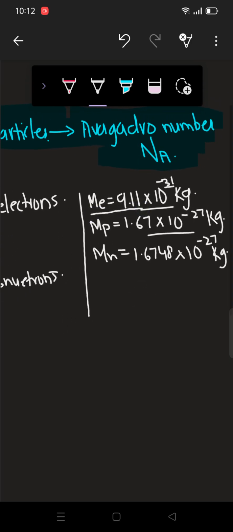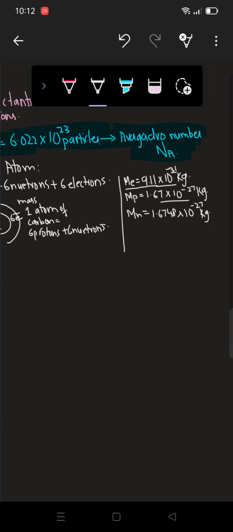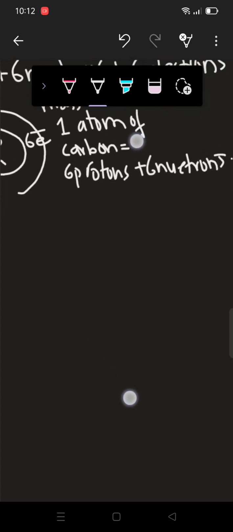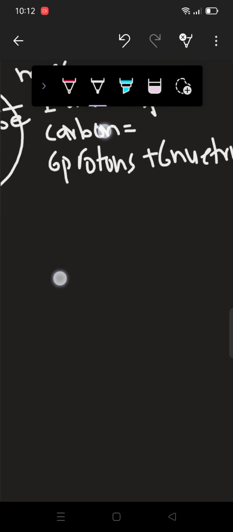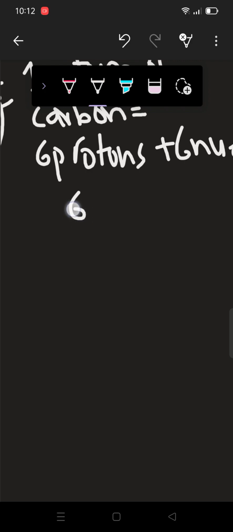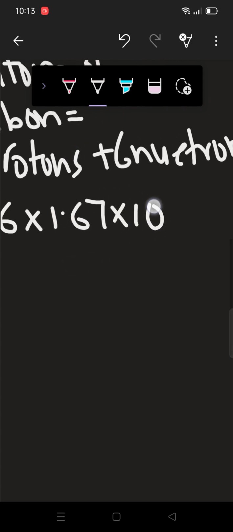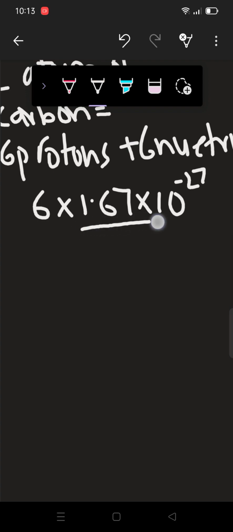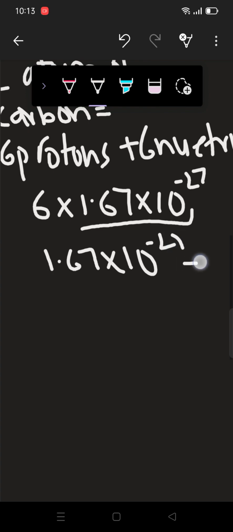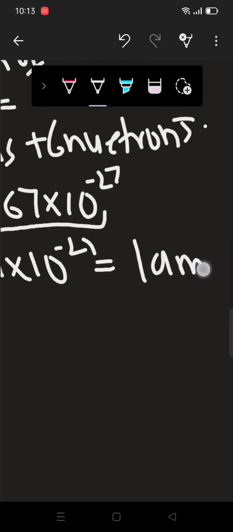Since the mass of electron is very small, we do not take the mass of electron while calculating the mass of any atom, right? So we just add 6 protons and 6 neutrons, and it gives us the mass of 1.67 into 10 to the power minus 27. So this value, 1.67 into 10 to the power minus 27, is also equal to 1 AMU.